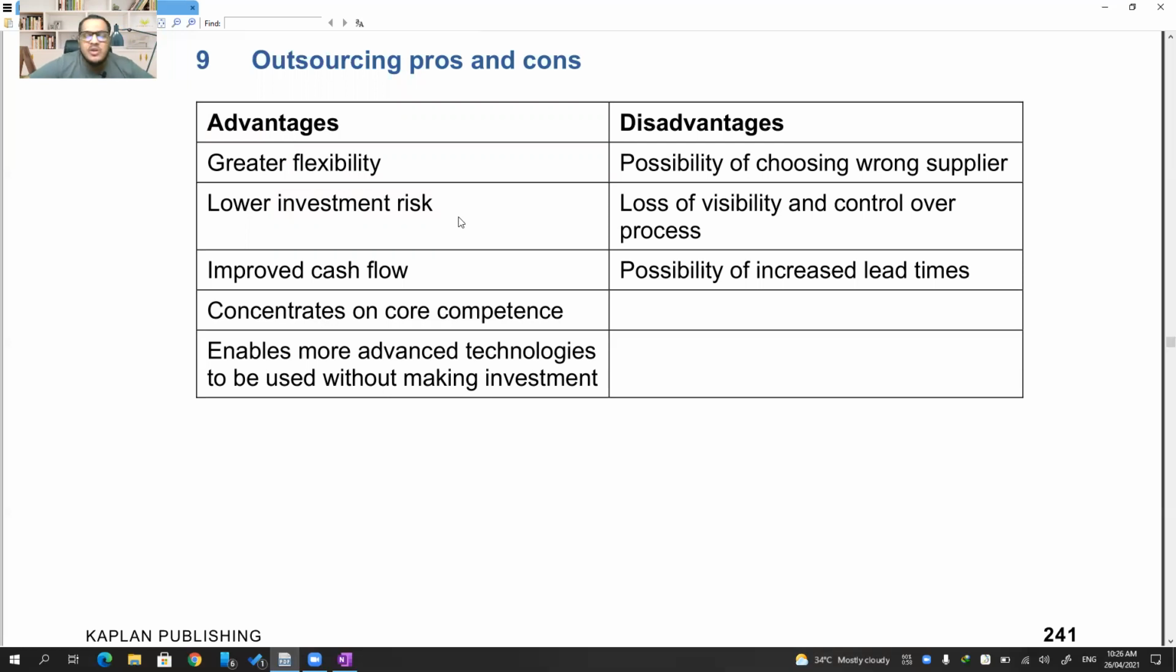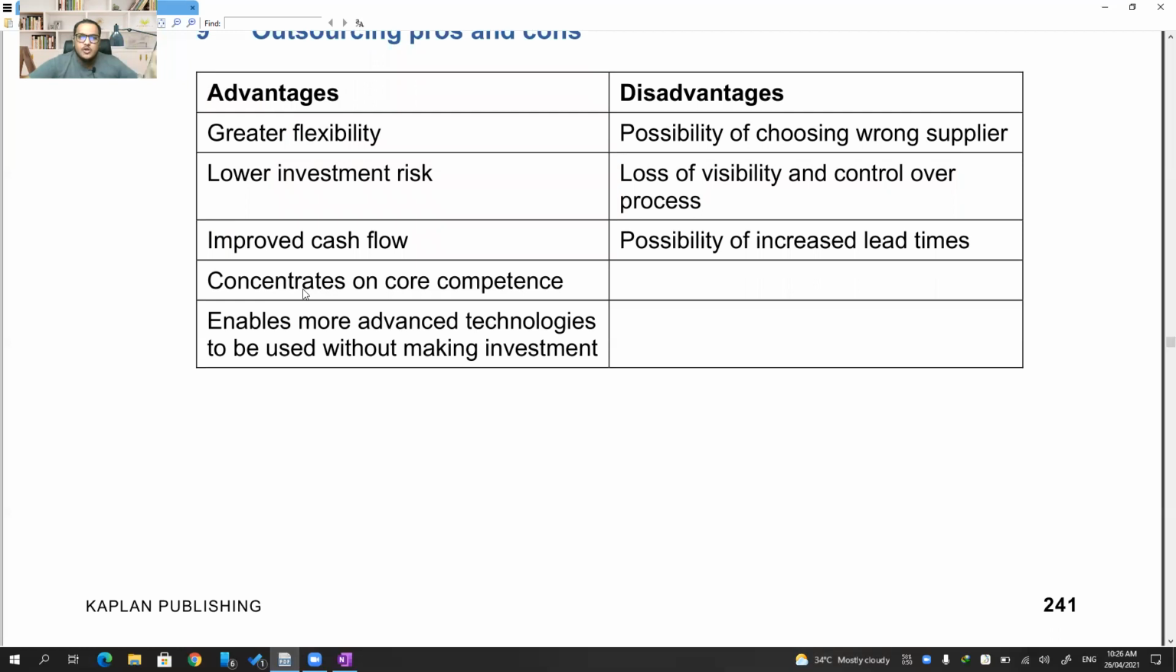All that capital equipment won't be there. Cash flows will be slightly improved because, as I just said, you don't invest huge capital, you just buy it. So cash flows will be improved. You can concentrate on more core competencies of your organization rather than focusing on the production activities.